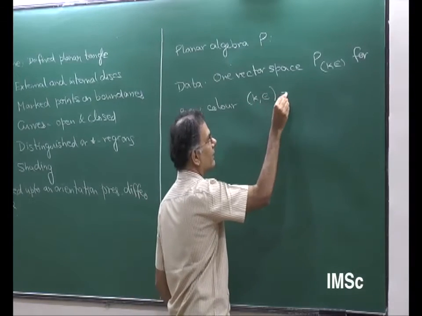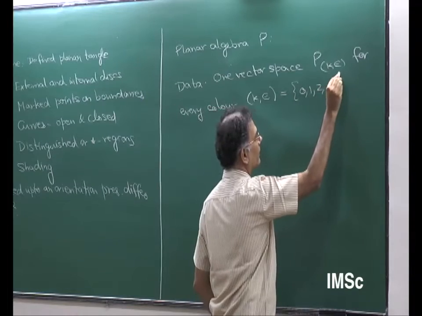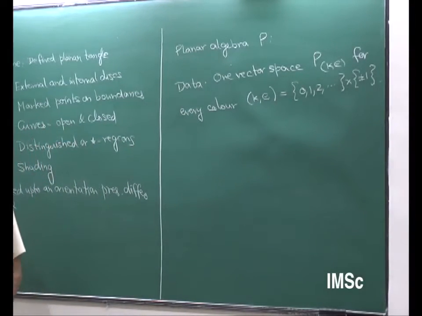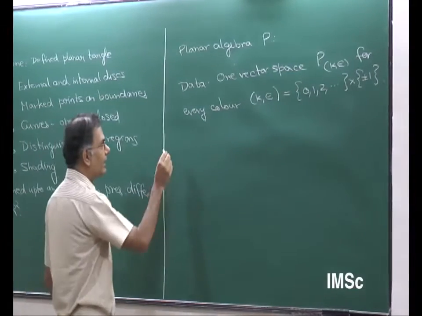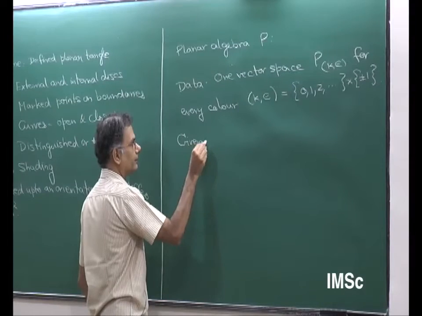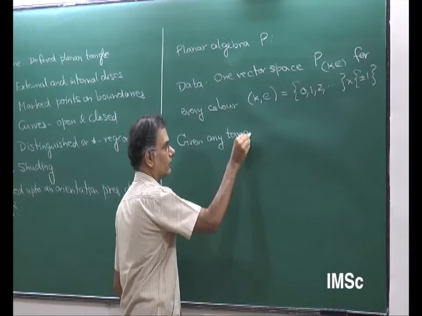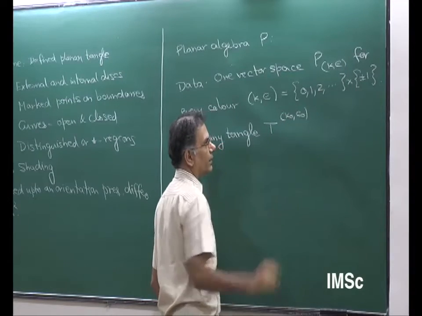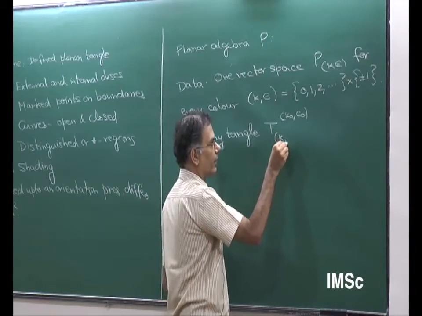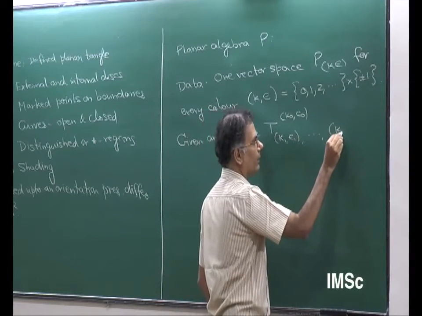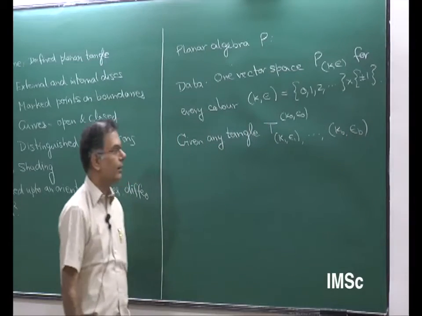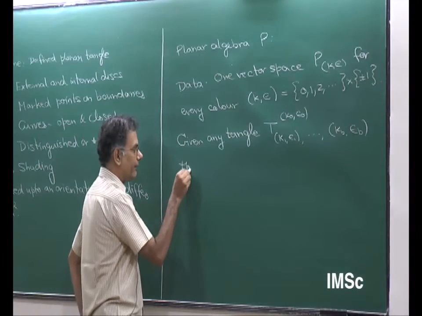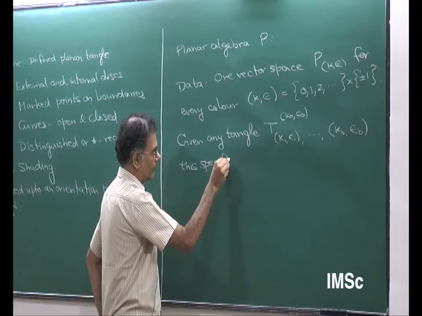And recall that the set of colors is just this cross plus minus 1. So for every color you are given one vector space denoted P_{k,epsilon}, and then there are maps. Given any tangle, and let us suppose that this tangle has color k_0 epsilon_0 and internal disks of colors k_1 epsilon_1 up through k_b epsilon_b. So given such a tangle is supposed to give you a map of vector spaces with domain and range as follows. This specifies a linear map.